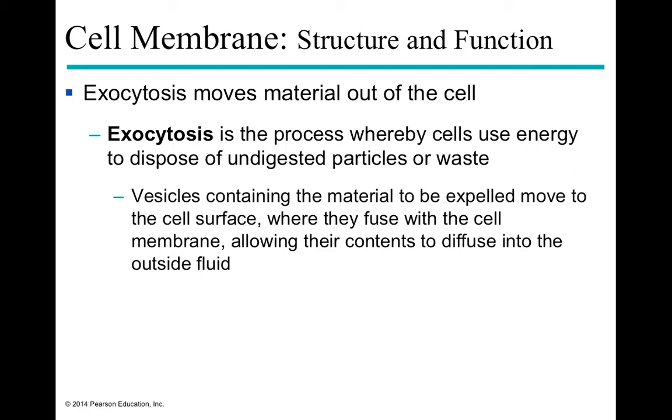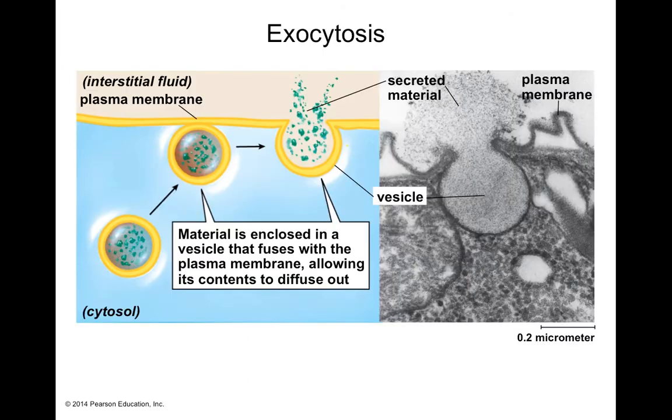Exocytosis is the opposite of endocytosis. Exocytosis is where we are secreting undigested particles or waste, and we're doing it by vesicular transport. Vesicles with whatever material we want to secrete are going to be created inside the cell and then bind to the cell surface internally. They're going to fuse with the cell membrane and then release the contents out into the interstitial fluid.